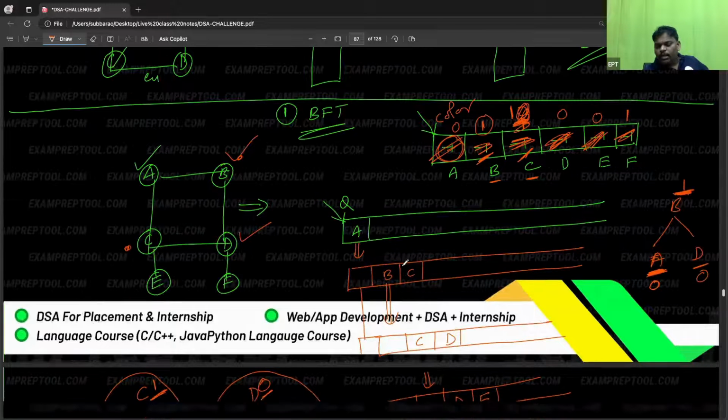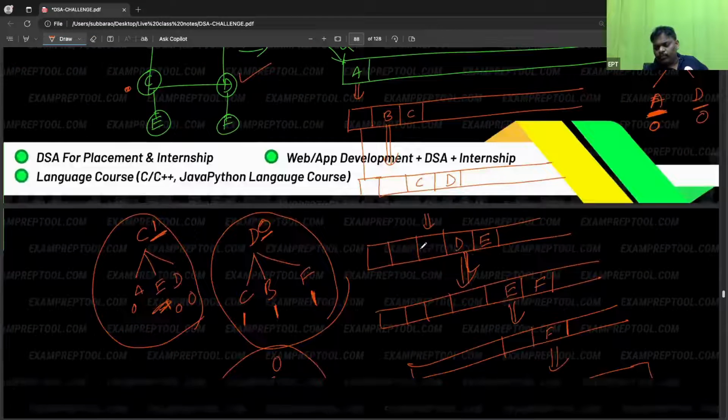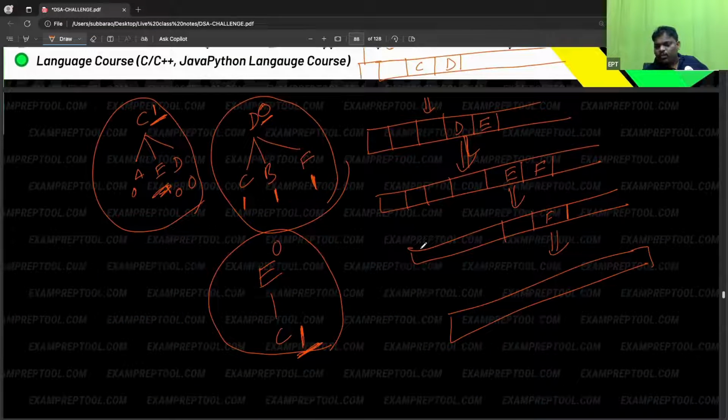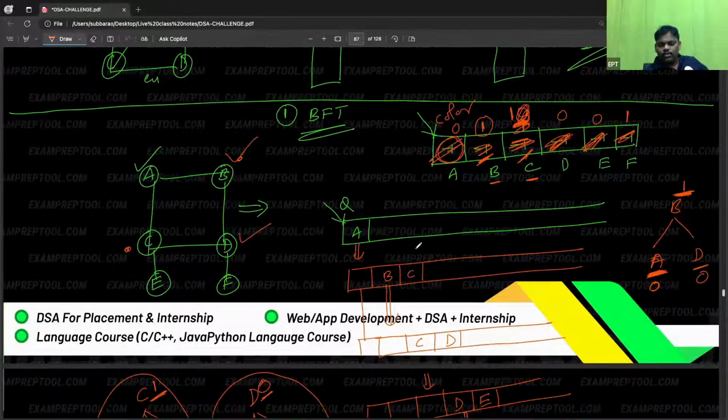Remember, in BFT we are using the queue data structure. Queue means enqueue and dequeue. Whatever language you want, you can write, no objection. You can do it using BFT.